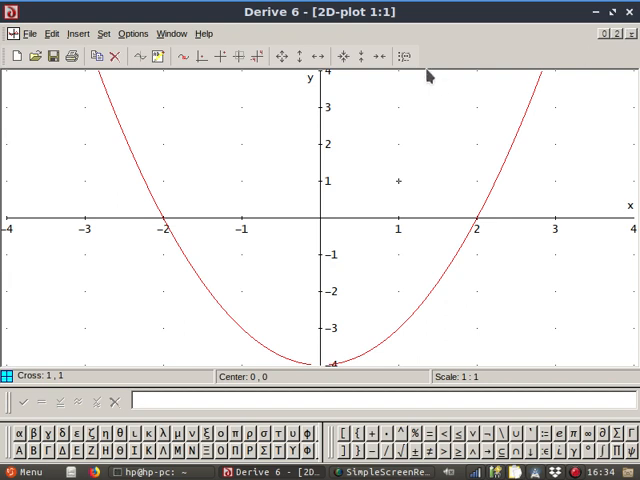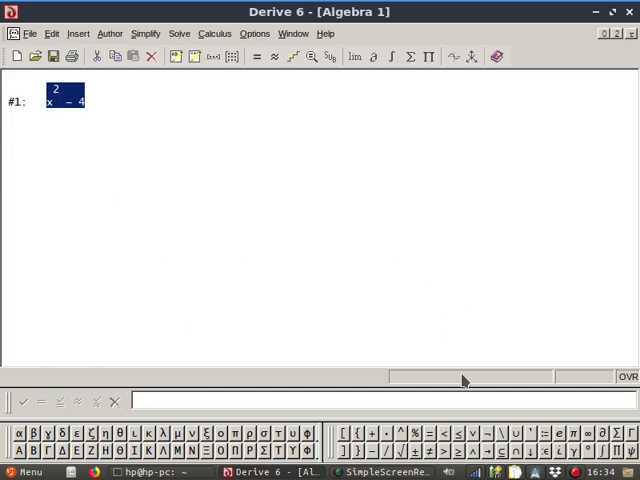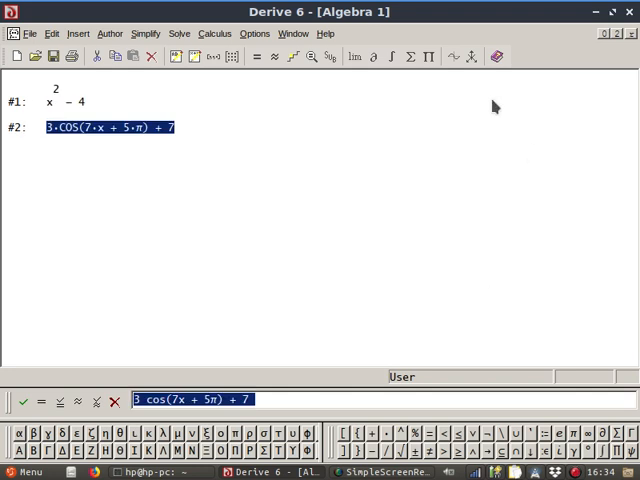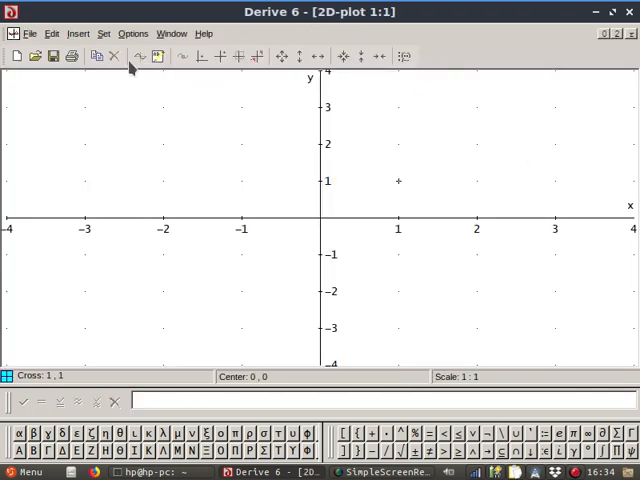Here, I'll help you. I'll make the graph for you. What is it? 3 cos(7x + 5π) + 7. Now, I'll teach you how to make these graphs later.